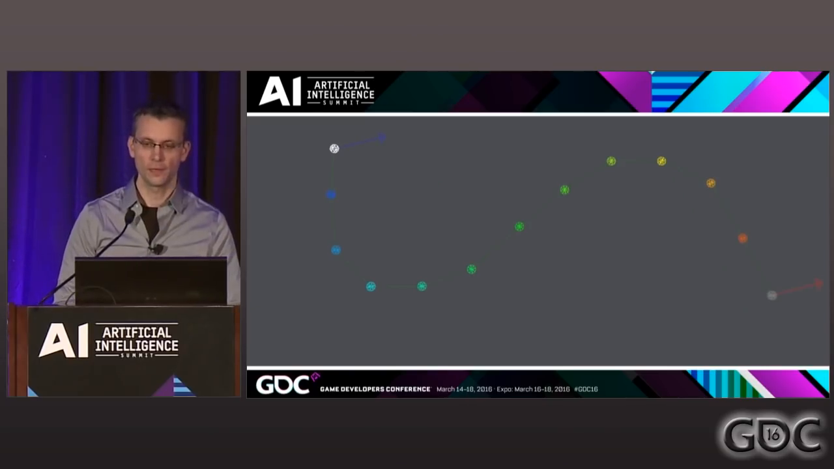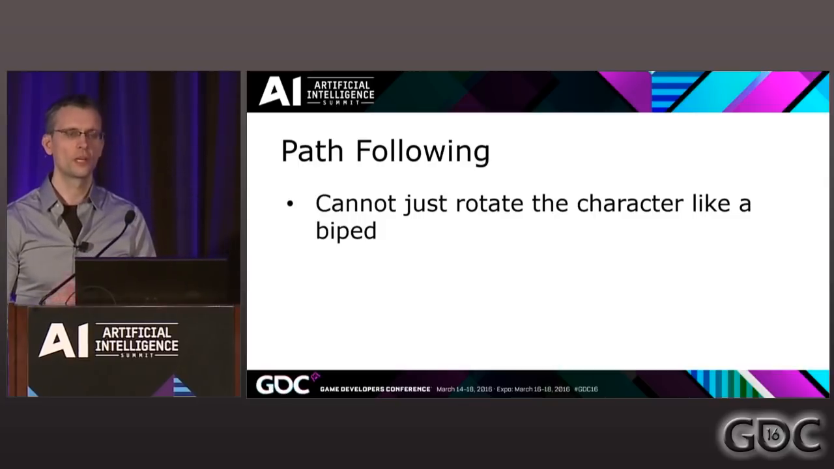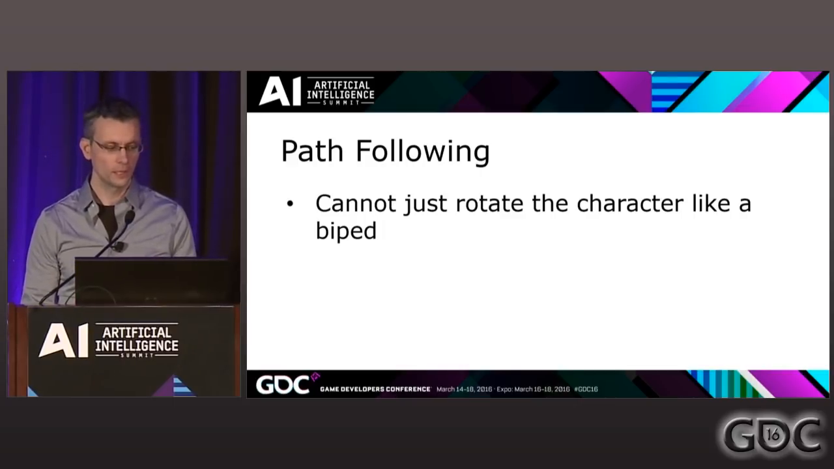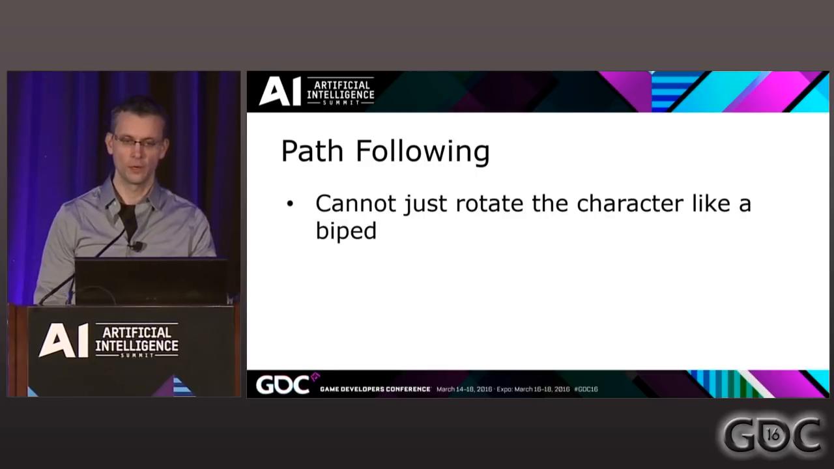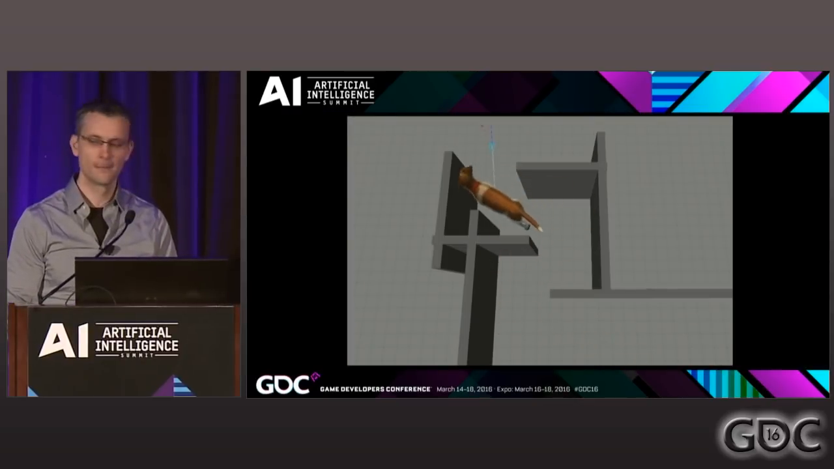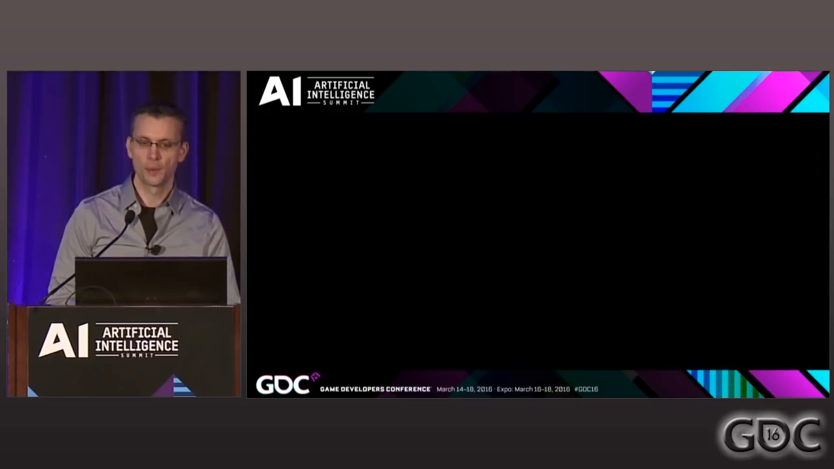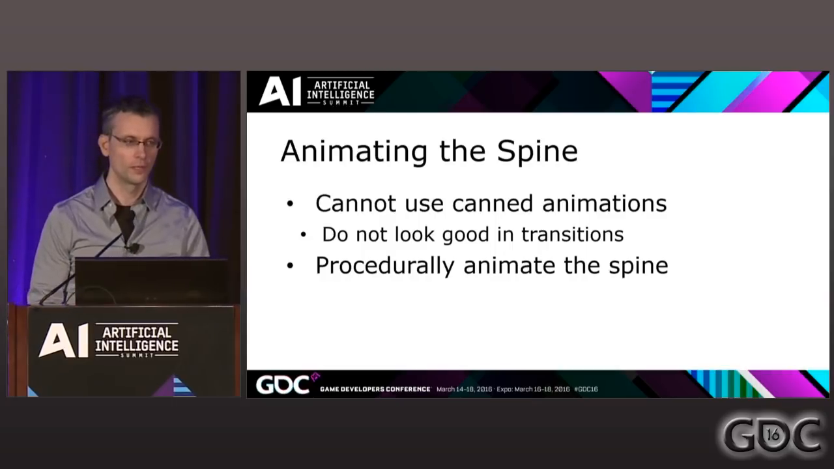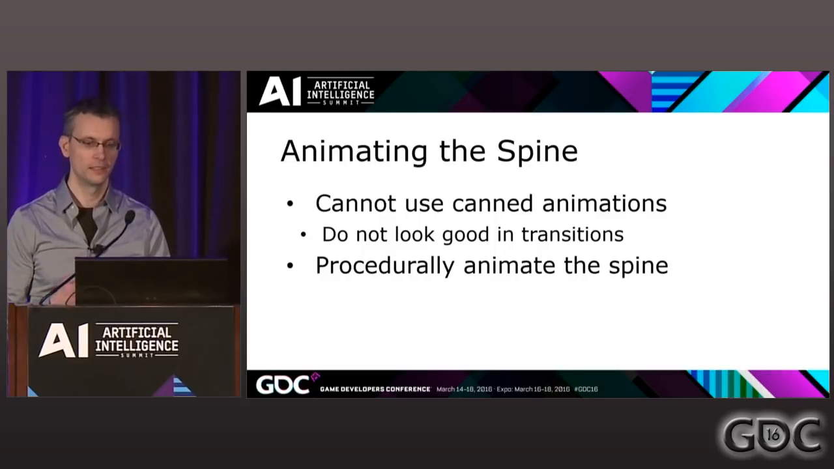So now we have a good path, and we need to follow it. However, we can't just follow the path like we do with bipeds. So normally in biped path following, what we do is we take the character and move it along the path and put it where it should be on the path on this particular frame, and then rotate it to face along the path, and then we're done. If we were to do that with a quadruped, it would look something like this. Not very good. So the problem here is that only the root position of the dog is actually following the path, while the entire character needs to follow the path.